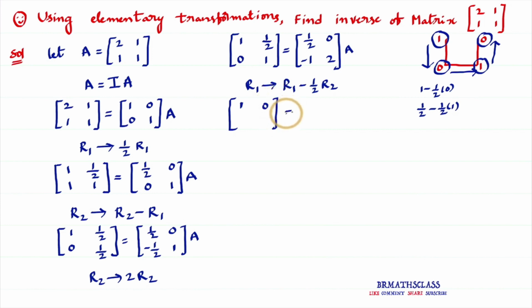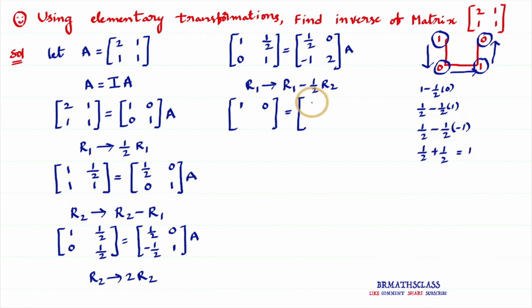Almost this problem is over. That R1 changes to R1. What element is there here? The element 1 by 2 is there. 1 by 2 minus 1 by 2 into the element present in R2. What is the element present in R2? That is minus 1. This is 1 by 2. This minus of minus will become plus. 1 by 2 plus 1 by 2 is 2 by 2, that is nothing but 1.